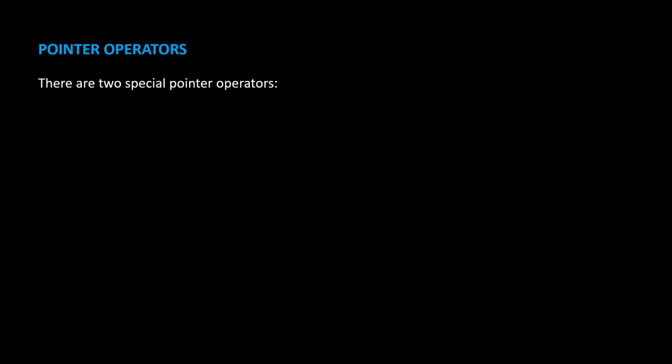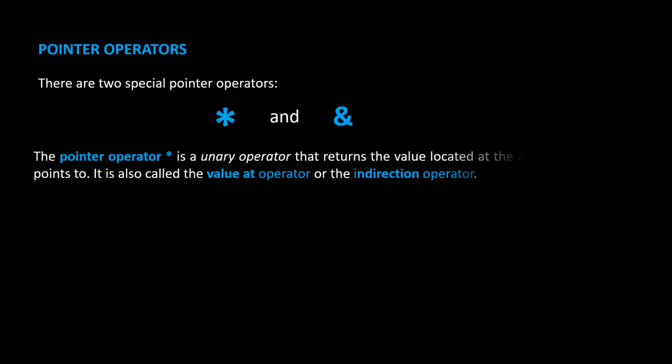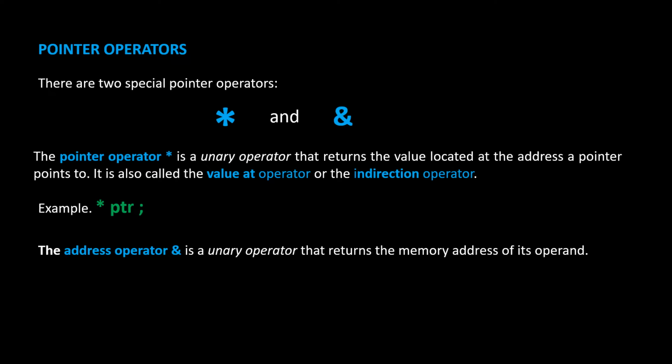Pointer operators. There are two special pointer operators: asterisk and ampersand. The pointer operator asterisk is a unary operator that returns the value located at the address a pointer is pointing to. It is also called the value at operator or the indirection operator. For example, *ptr. The address operator ampersand is a unary operator that returns the memory address of its operand. For example, ptr equals ampersand of a.